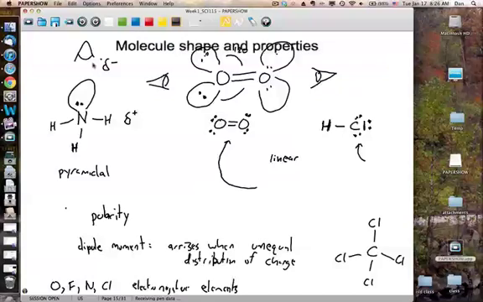And polarity is directly tied to things like melting point and boiling point. The more polar a molecule is, typically the higher the melting point and boiling point, meaning it is more likely to be a solid or a liquid than a gas. So for instance, directly tied to properties of molecules.